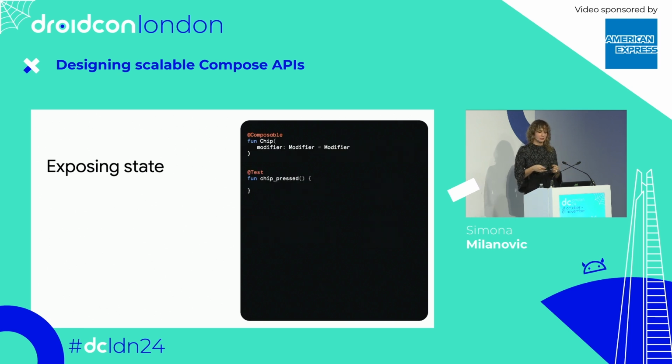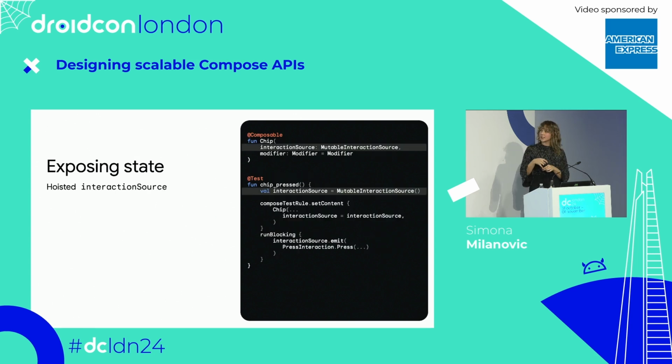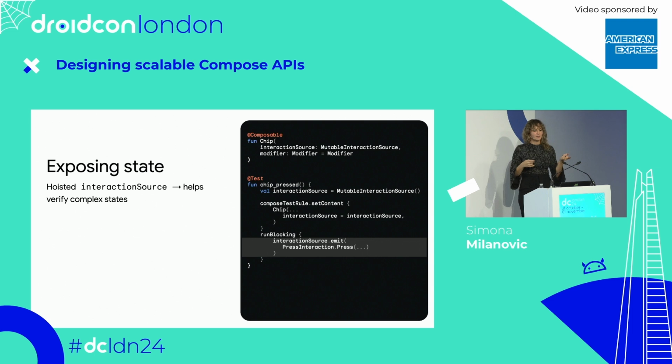While selected and enabled states are easy to extract and invoke, there are some more complex system-specific events, such as press state. To make testing easier for these events as well, you can use and hoist the interaction source. This lets you emit and verify interactions in states such as the press interaction.